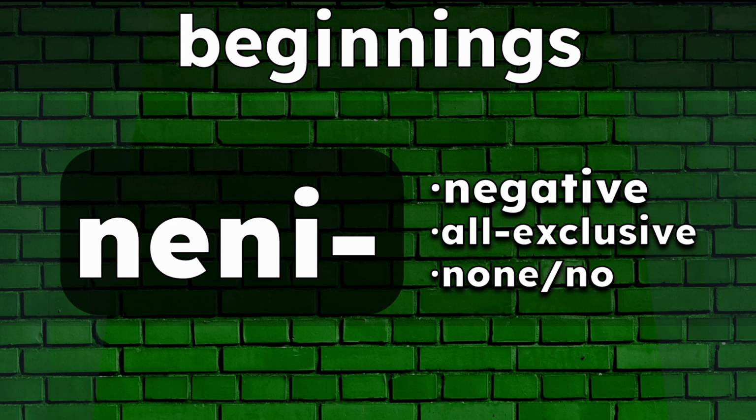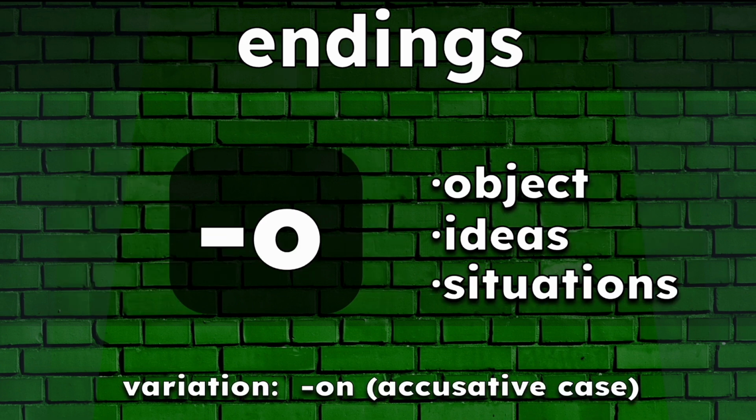Neni is used for negation. It's for all-exclusive correlatives or words related to none or no. Now let's cover the endings. O is for objects, ideas, situations, and general nouns. We also have the variation on for the accusative case.